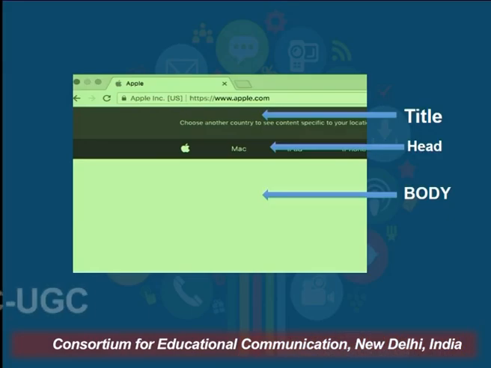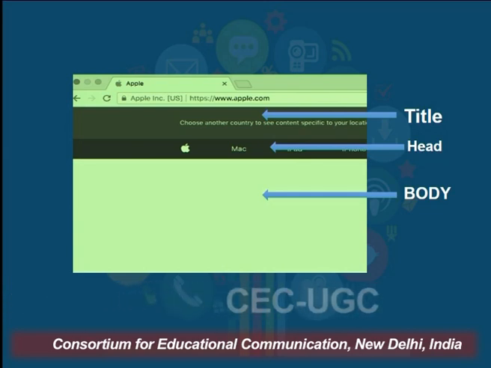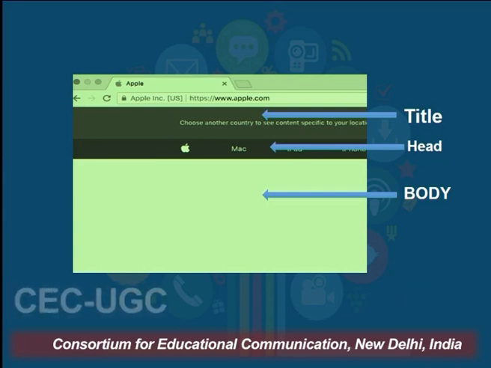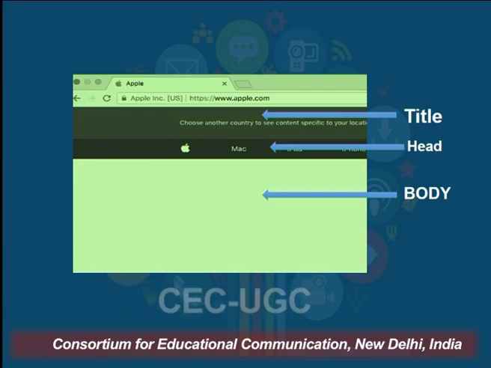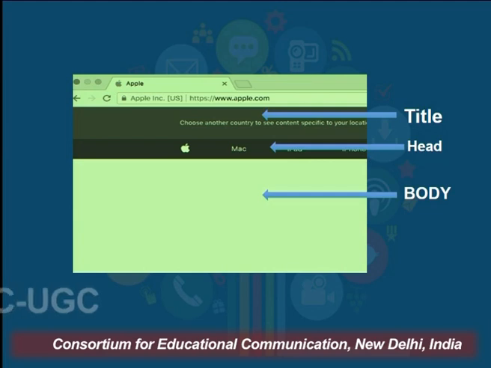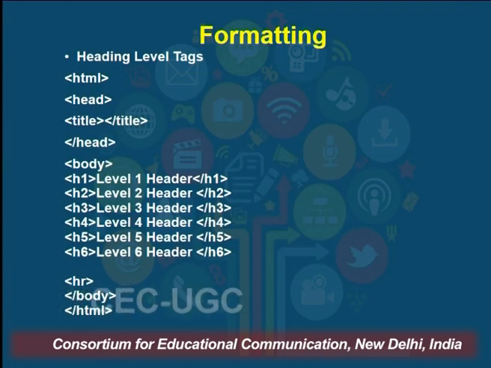So this is the structure of the page, as you can see. The title of the page is what you see on the top, then you have the header part, and then you have the body part. As I just said, this division between the head and the body is only a logical division. On the page itself you will not see any kind of demarcation.